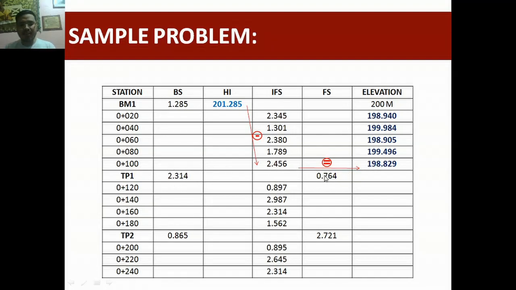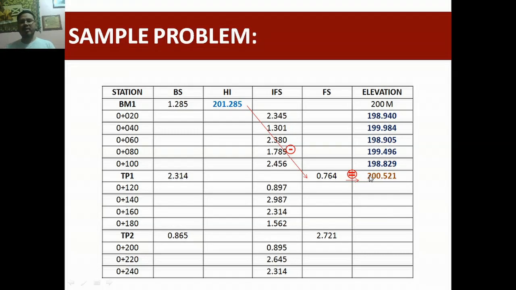Now, as you can see here, whenever you see data at a turning point, it means you transfer the instrument position. That is why I said do not forget the foresight, because with a foresight you can compute the elevation of each station. If you have no foresight, you will not get the elevation. Okay, so the same instrument position minus the foresight of turning point 1 will be equal to 200.521. Okay, so this is the elevation of turning point 1.